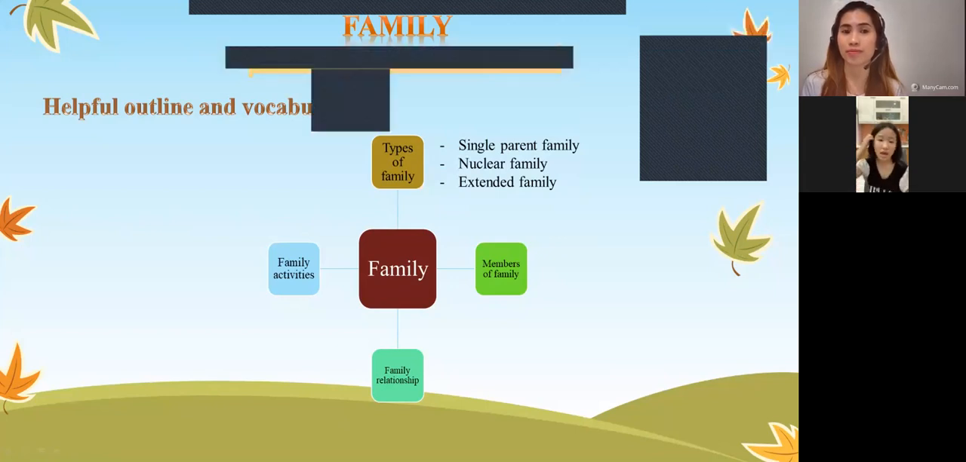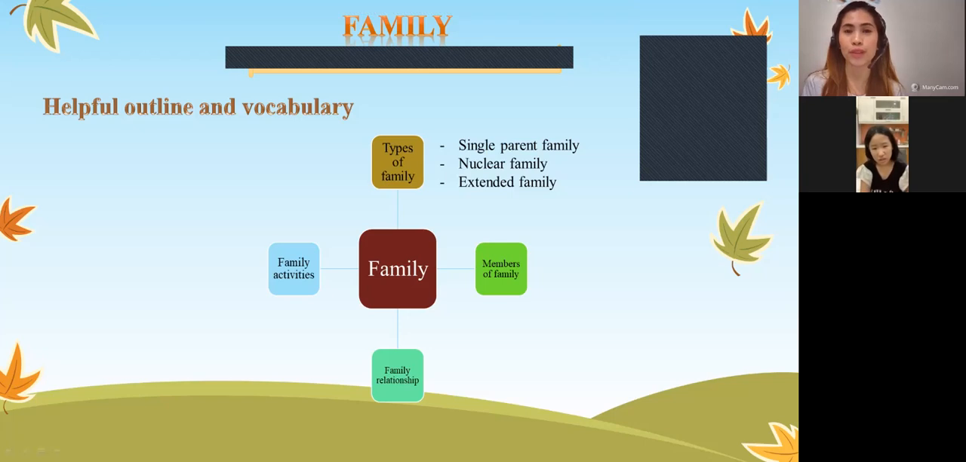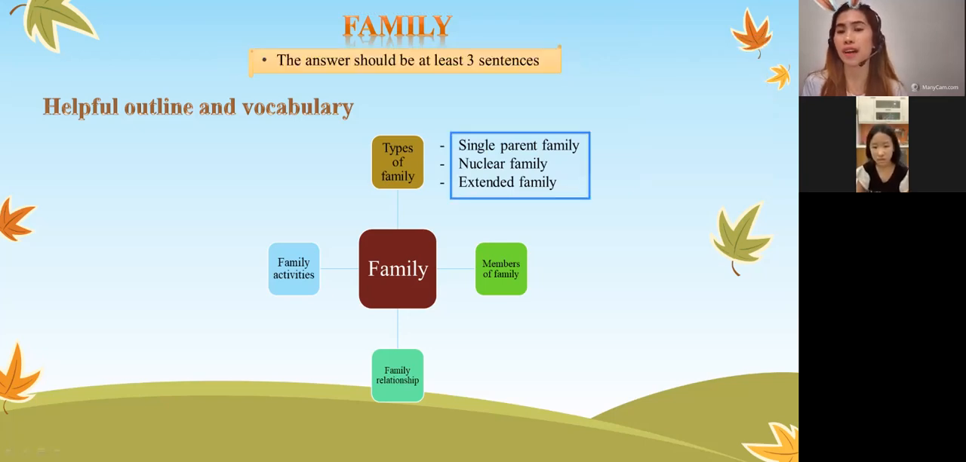It has father, mother, and brother, sister. Yes. How about in that picture that I showed you? Which kind or type of family are they? Single, nuclear, or extended?